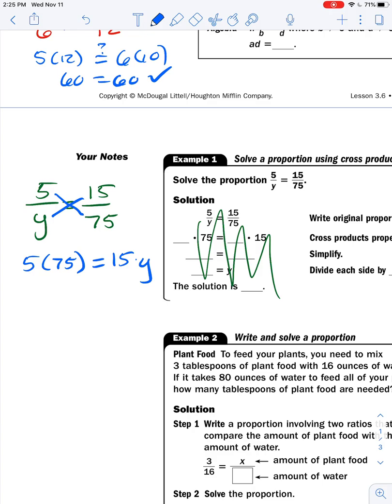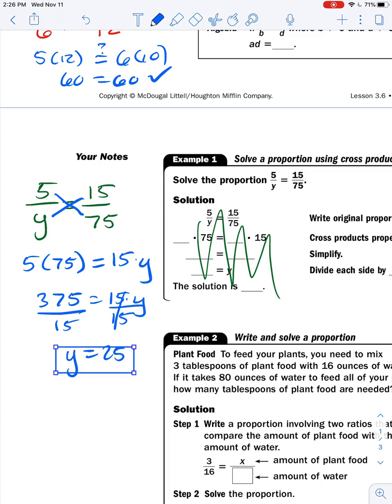So I'm going to go ahead and take 5 times 75 on my calculator, and I'm going to get 375. And then I'm going to use what I learned earlier in chapter 3 to say the 15 is multiplied in. So I'm going to go ahead and divide that out on my calculator. And when I do, I find out that y equals 25.